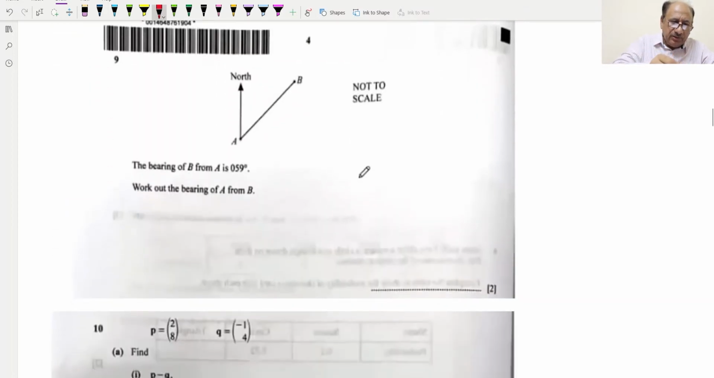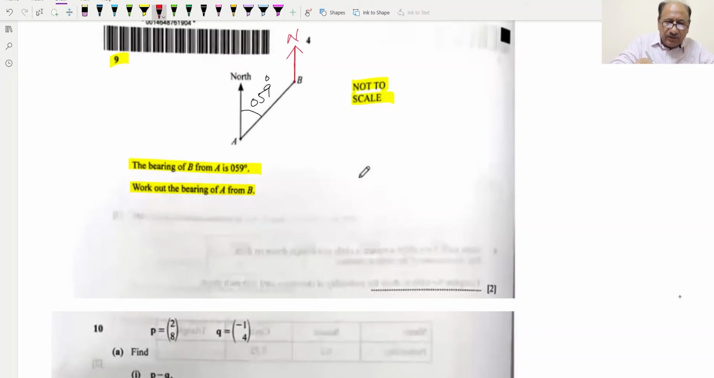Now question number 9 is a bearing question, and it says the diagram is not to scale. The bearing of B from A is 059. So this bearing is 059 degrees. Work out the bearing of A from B. So for the bearing of A from B, we can draw the north on B. So this will be north on B, and we can check the bearing.